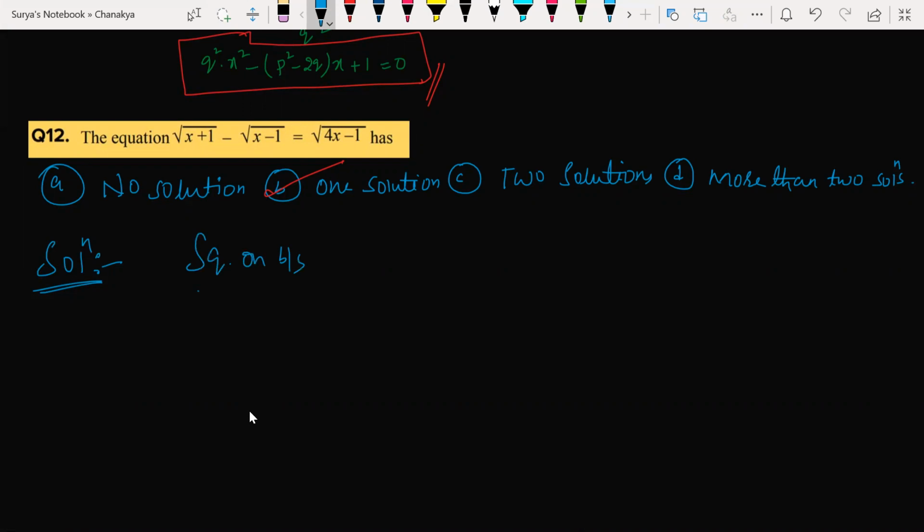So after that, what did you get? Look at this here. Square root of x plus 1 minus square root of x minus 1, whole square, which is equal to square root of 4x minus 1, whole square.